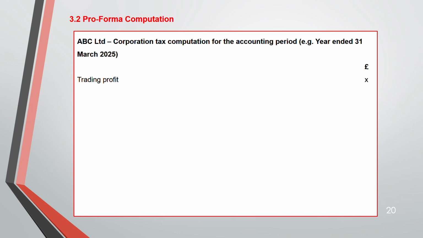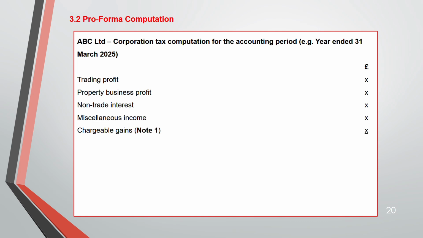So we start with trading profit, property business profit, non-trade interest, all the types of income. Then chargeable gain. Remember, after you add your income profit, you get gains. Trading profit we have covered in the previous lectures when we were doing income tax. Property business profit I've covered in lecture 3 or 4, and chargeable gain I've covered in capital gain tax. That's why you need the previous knowledge of your income tax and capital gain tax for the preparation of your corporation tax. So one is related to another.